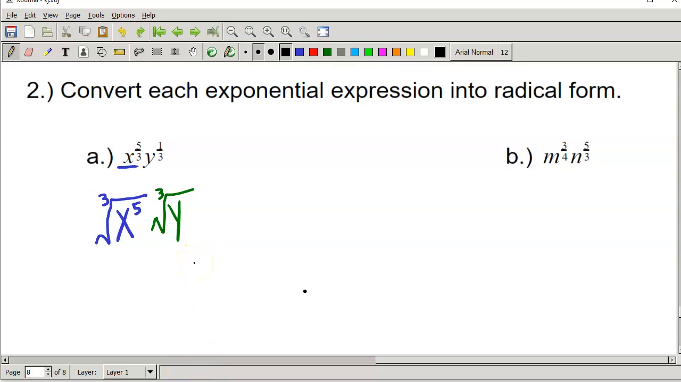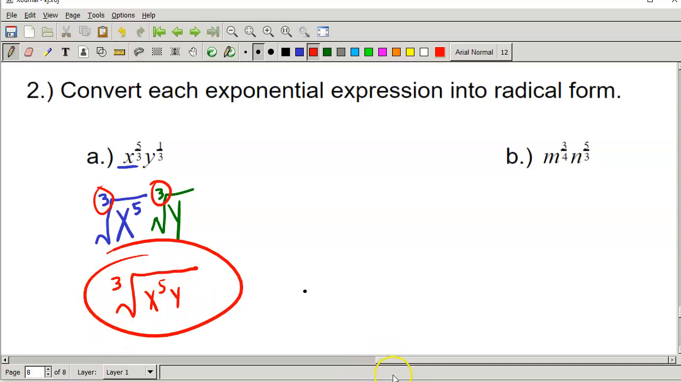And that should be it for that first one. Well, take that back. We can go one more step here. Since they are both cube roots, we can combine those, right? Since this is a cube root and this is a cube root, we can combine those and make this into a cube root of, and we can multiply the insides. So we can say x to the 5th and y. There's our final answer.